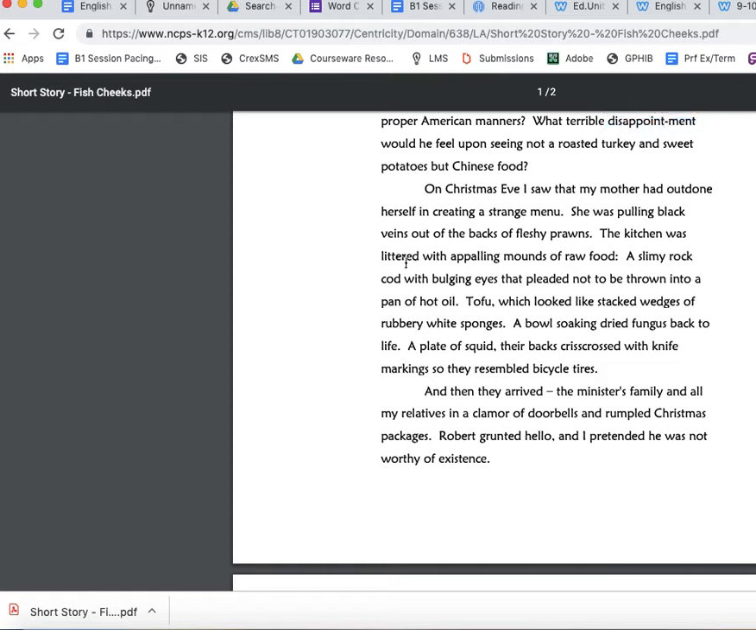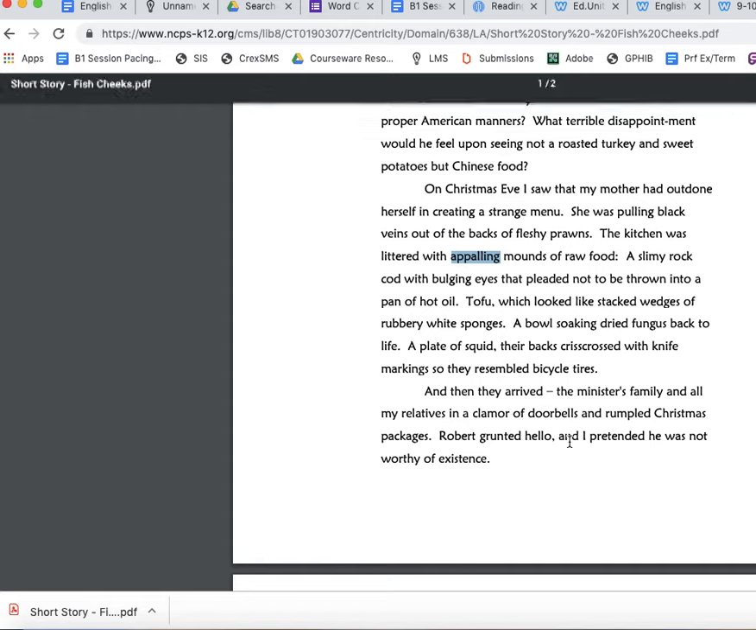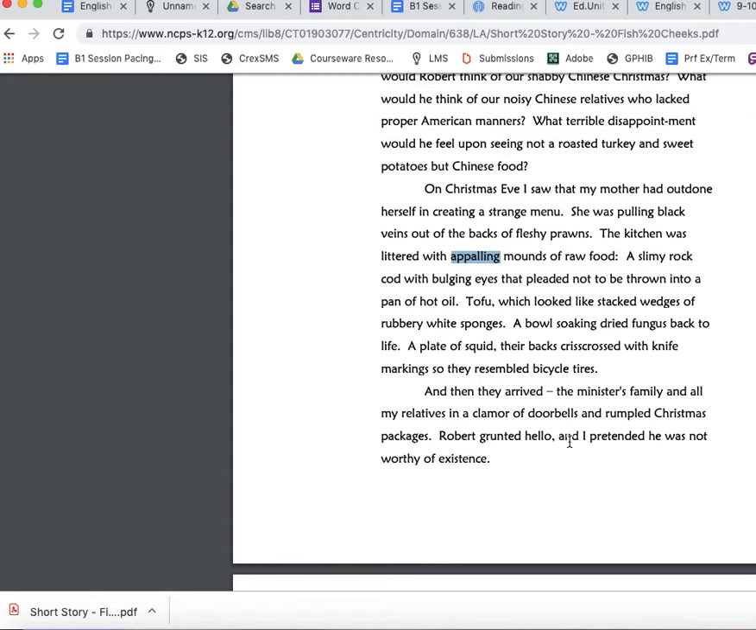She talks about the word littered. She says appalling. She uses words like slimy. So think about the connotation of these words. What do they make you think of? Are they making you want to sit down and eat this dinner? What are they making you imagine in your head?